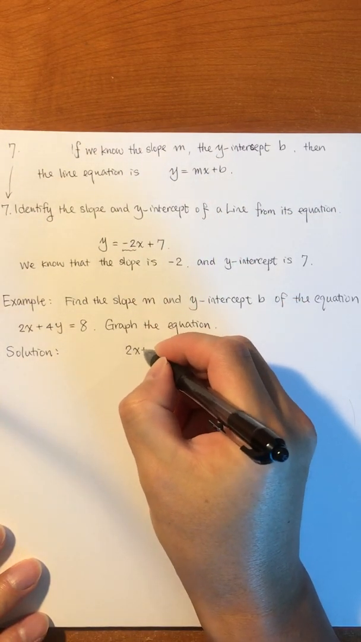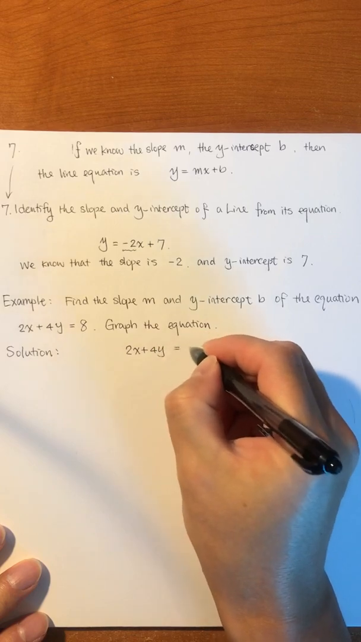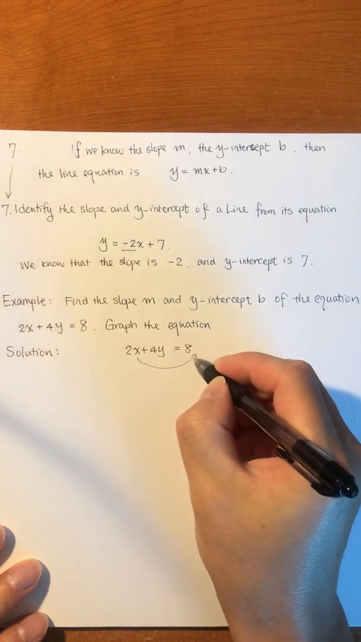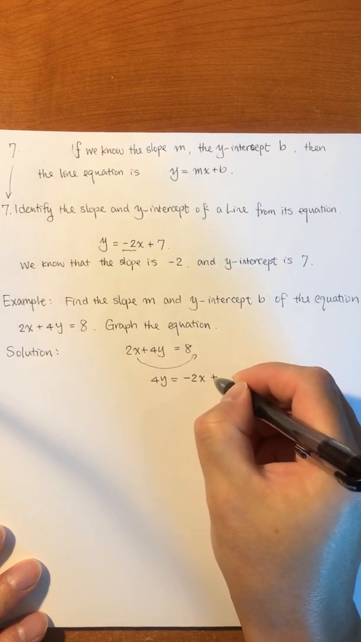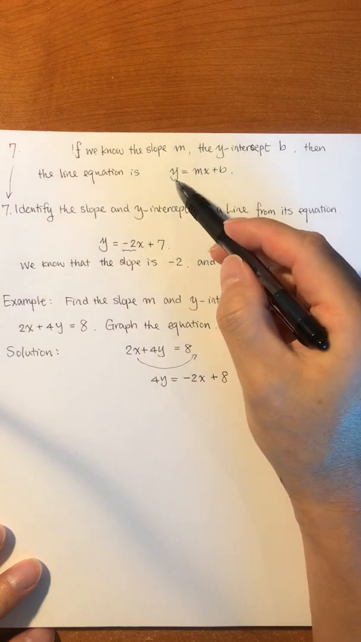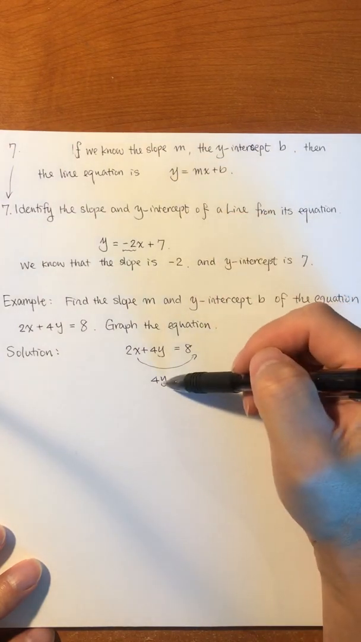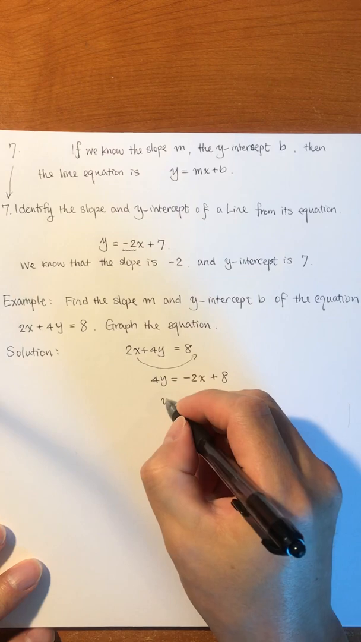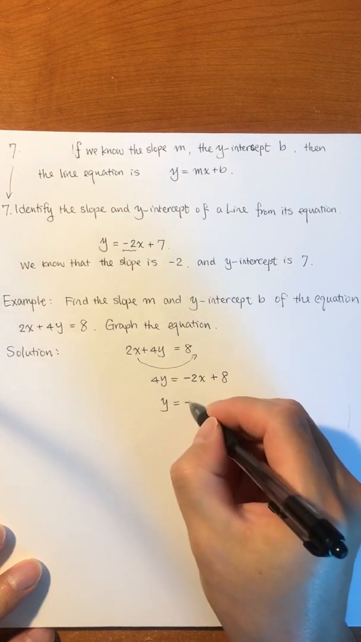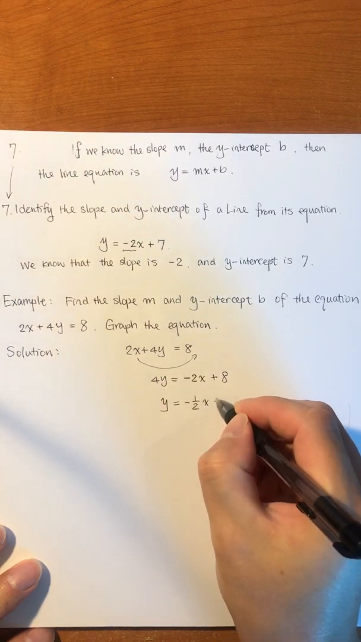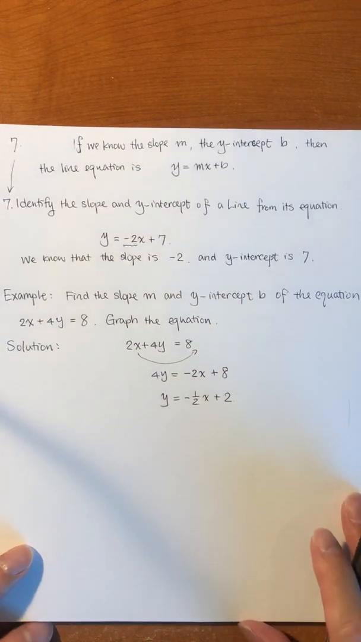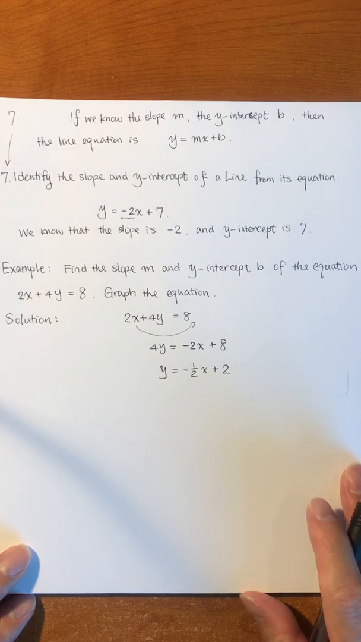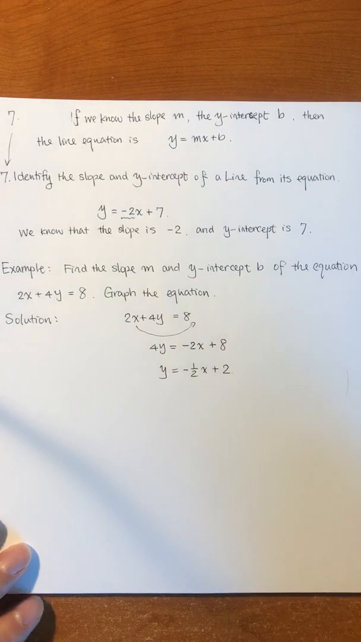So we first copy this equation, and then we're going to move this 2x to the right side. It becomes negative 2x plus 8. And be careful, in the slope-intercept form, y has no coefficient, so we have to divide the whole equation by 4. We divide all the terms by 4. We get y equal to negative 1/2 times x plus 2. Alright?